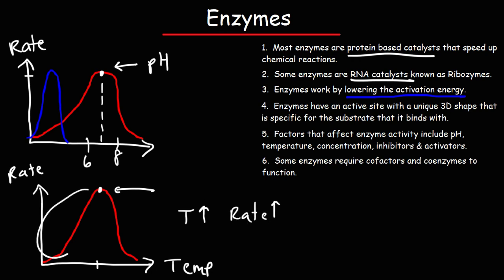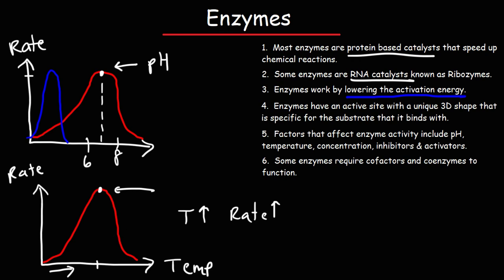That is the left side, because as you increase the temperature along the x-axis, you can see the rate is going up. Now, once you go past that optimal spot or that optimal temperature, as you can see, the rate of the reaction quickly decreases.